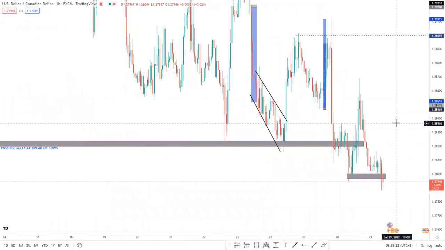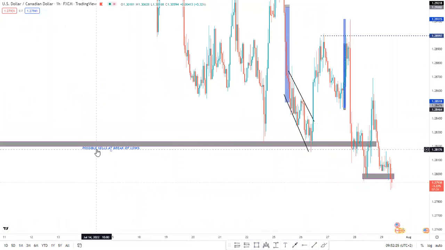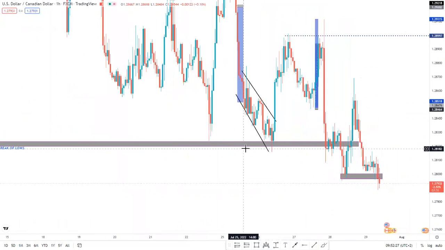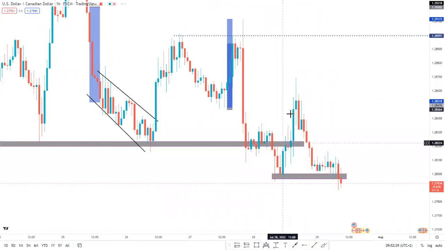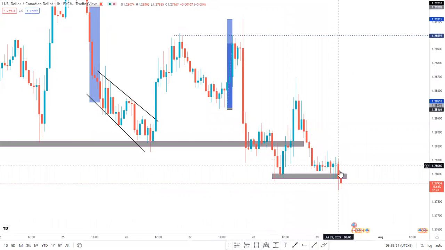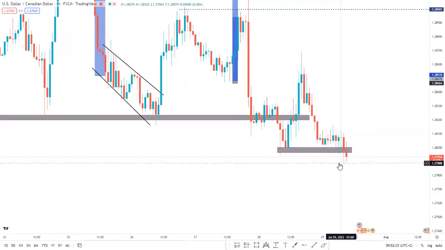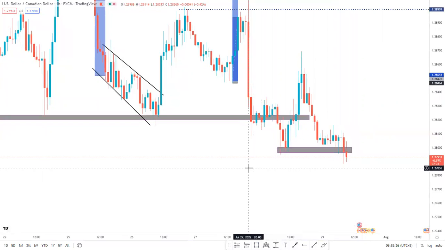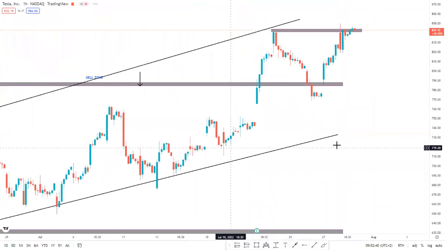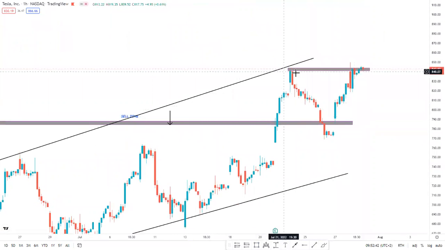USD CAD, we did have possible sells at break of lows. We did break those lows, but broke in and broke again. Now we wait for some sort of close below this level for some confirmation to move to the downside. Tesla has some sort of double top. We're going to see how it opens today.